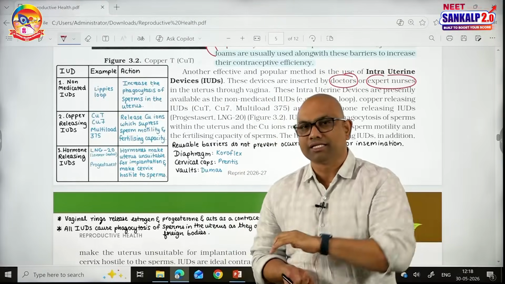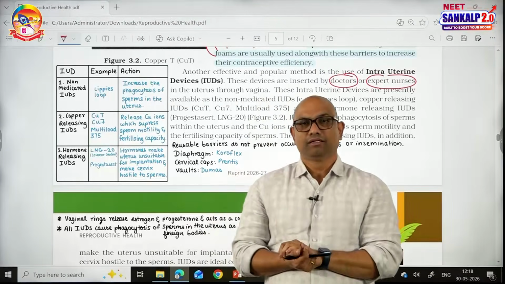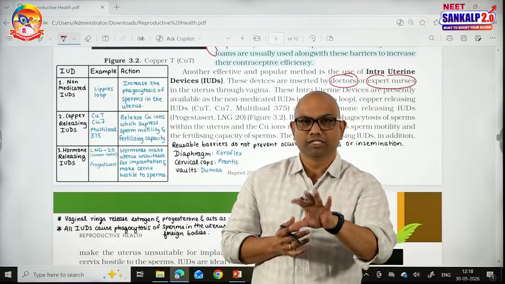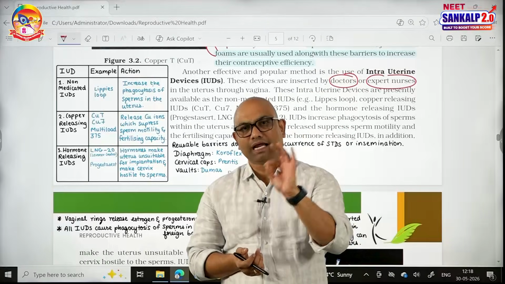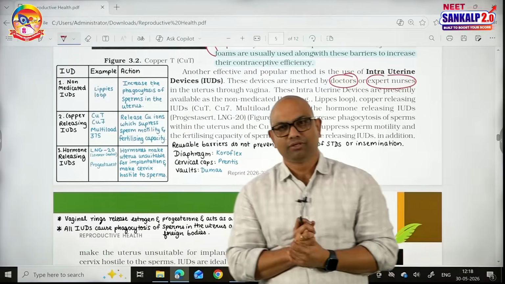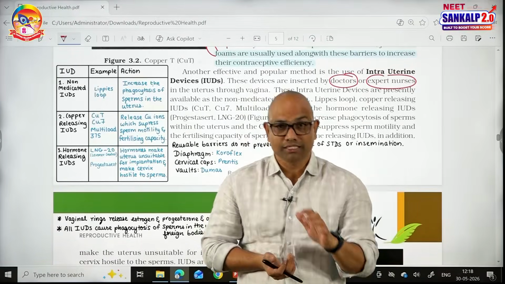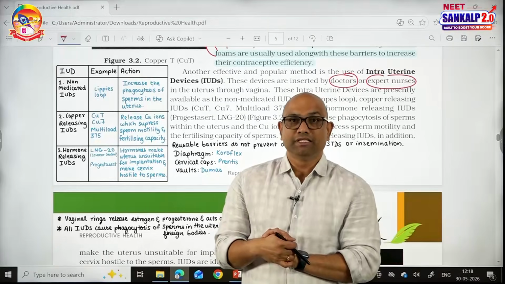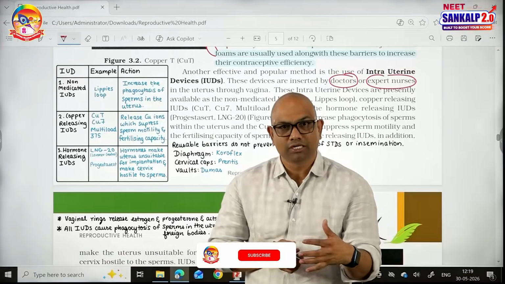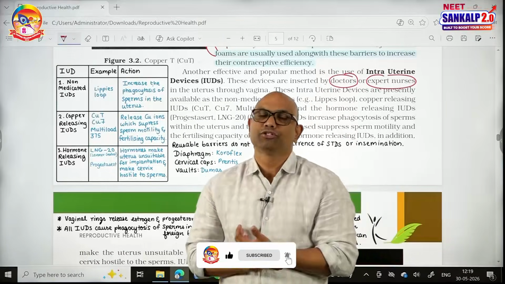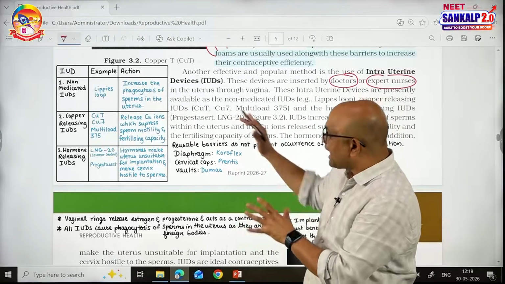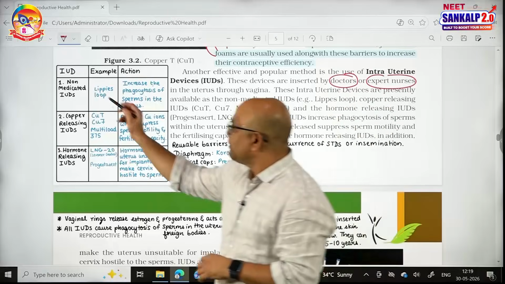IUDs are the ideal contraceptives for females who want a gap between the children or space between the pregnancies. These are ideal for these two purposes, and IUDs can also be used as emergency contraceptives. What is an emergency contraceptive? A contraceptive that can be used within 72 hours after coitus. Even after coitus, within 72 hours, if an IUD is used, it can prevent implantation, so it is useful as an emergency contraceptive.